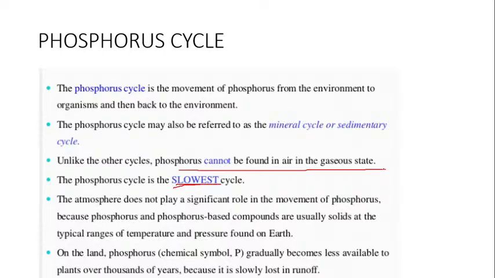The atmosphere does not play a significant role in the movement of phosphorus because they are usually solids. Then on land, the phosphorus gradually becomes less available to plants. The phosphorus is very less available to plants and animals because it is usually lost from the environment by runoff.